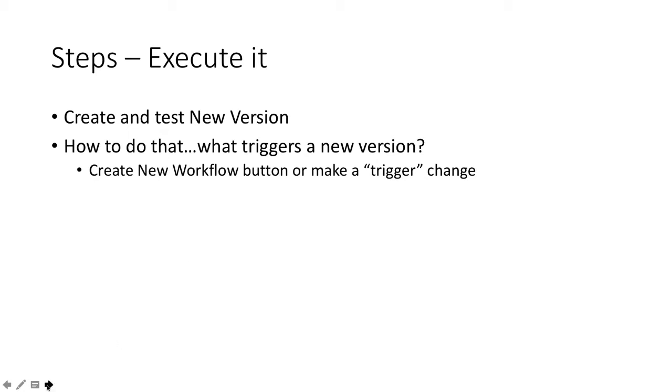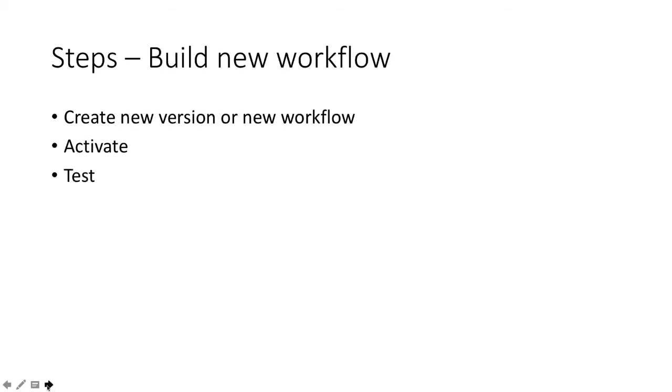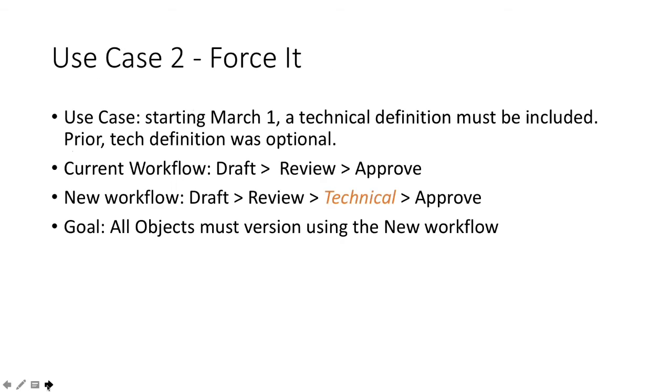Let me talk through the next use case, and then I'm going to go back to the cookbook and show you more of how whether you choose to version or create new, how that looks a little differently in the material itself, in the definitions over in the glossary side. Okay, and if I had chosen to build a new workflow, I would have just created the new workflow, activated it, and tested it.